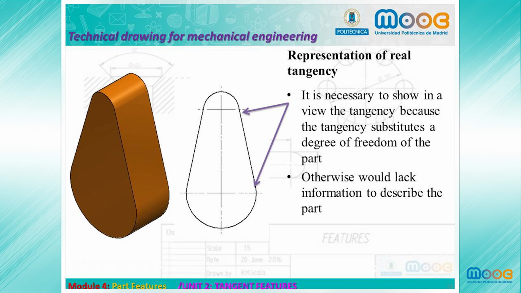It's necessary always to represent these cases of real tangency. So it is necessary to show a view of the tangency, because the tangency substitutes a degree of freedom of the part. Otherwise, we will obtain a lack of information to describe the part.